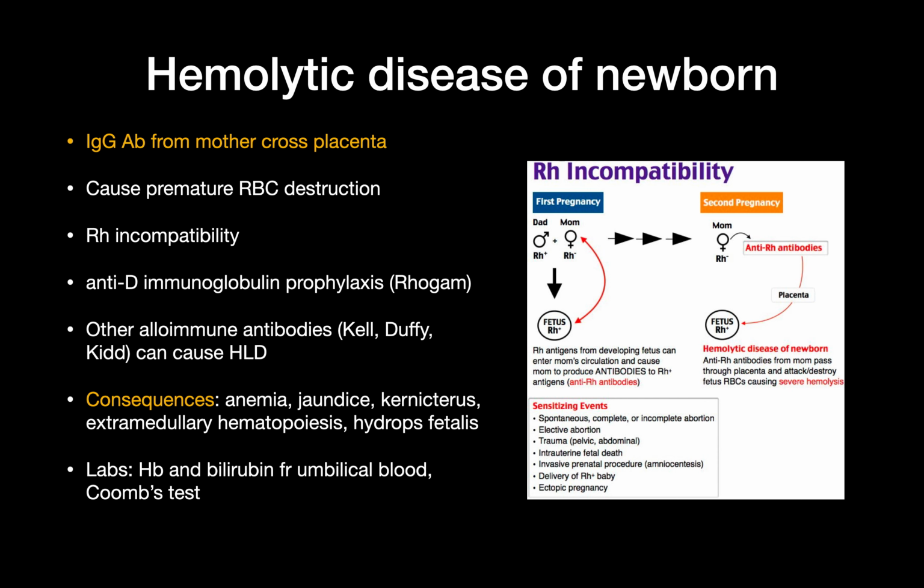Okay, so the hemolytic disease of the newborn is basically due to Rh incompatibility, where the IgG antibody from the mother crosses the placenta. So it can lead to all of this. The most serious consequences are kernicterus and hydrops fetalis. We're going to test the blood using the Coombs test, and we're going to prevent all of this by giving the patient's mother RhoGAM.